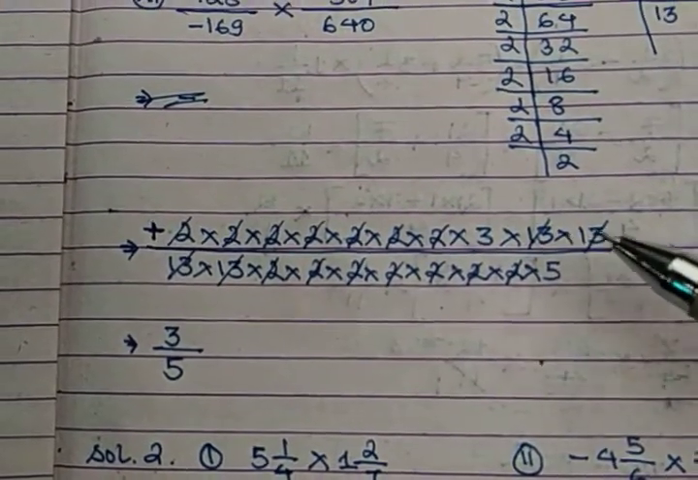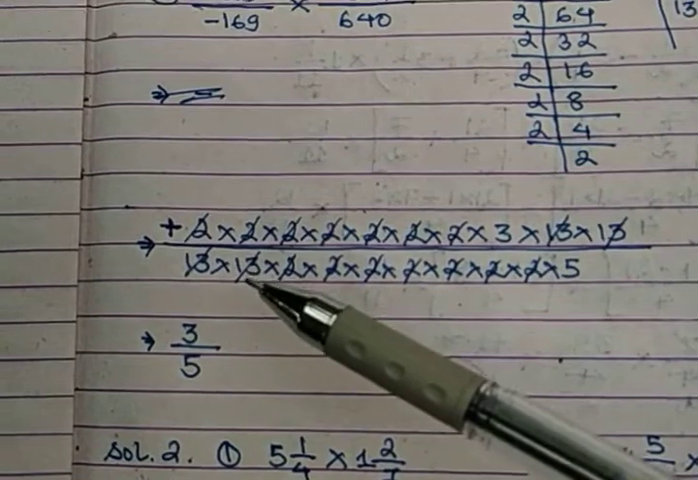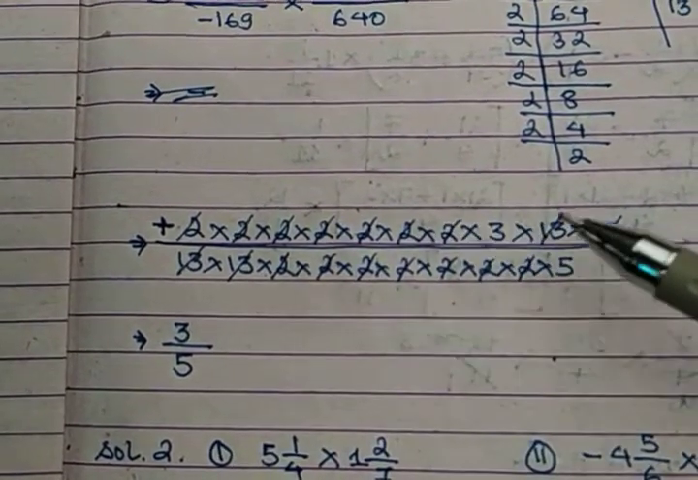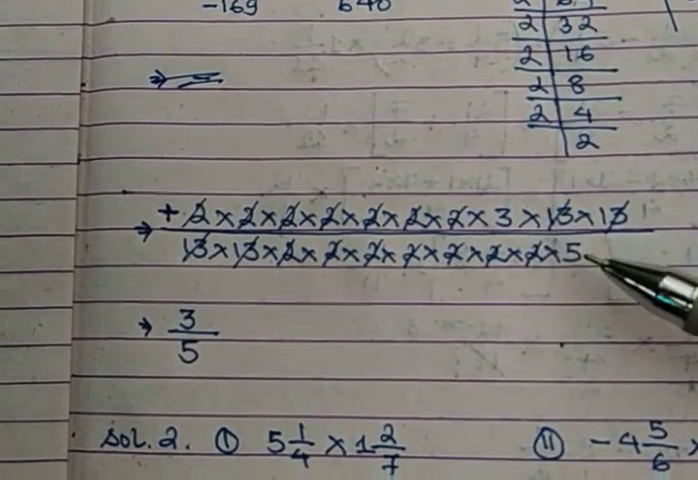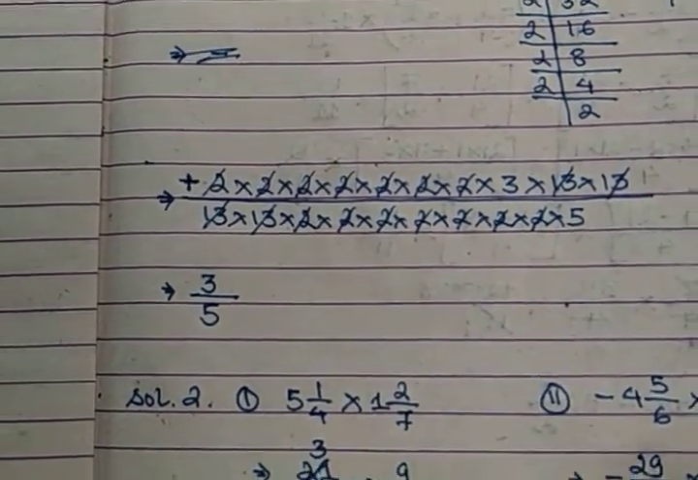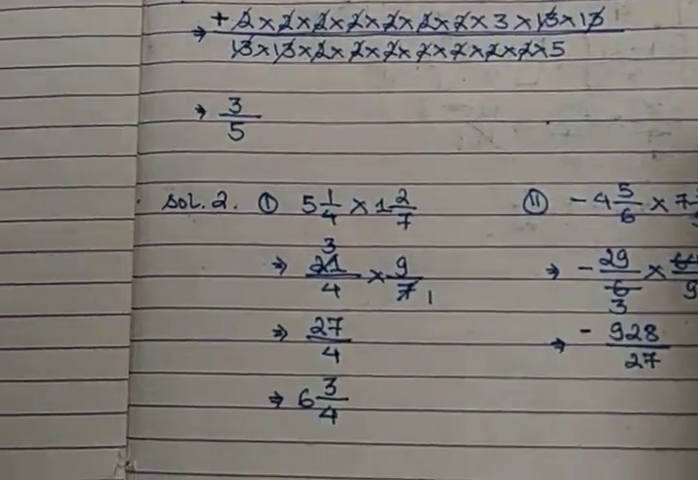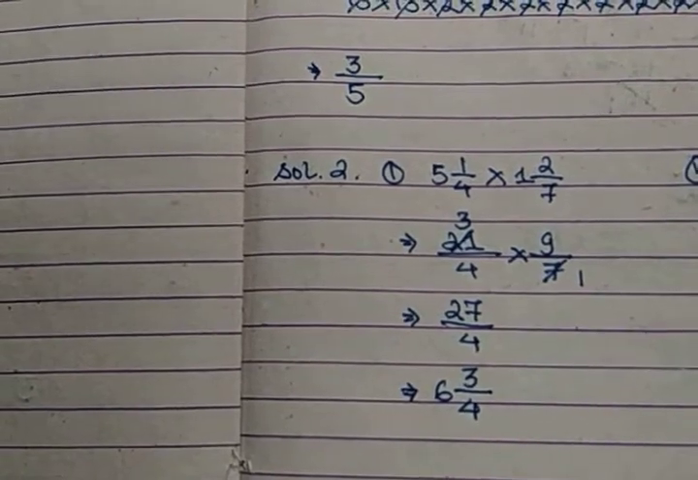In the numerator I had two 13's, 13 and 13. Similarly in the denominator also I had 13, 13. So I have cancelled. After cancelling all the terms, what's left in the numerator was 3, and what's left in the denominator was 5. So your answer is 3 divided by 5. Is it okay? Okay, so now for the next part of the question, question number 2-1.